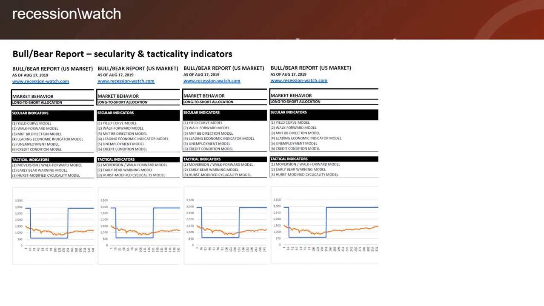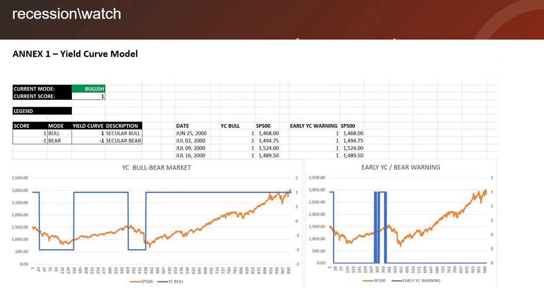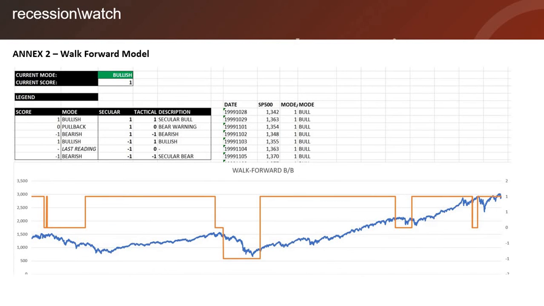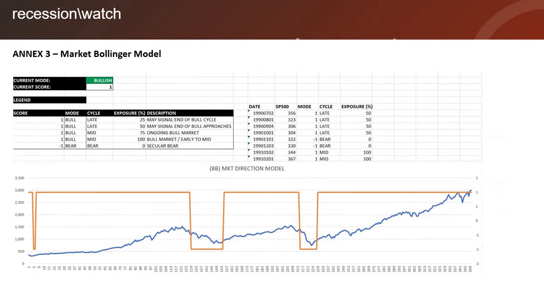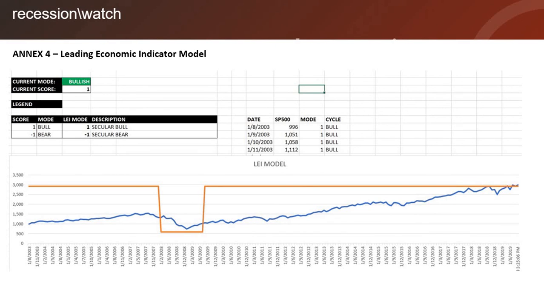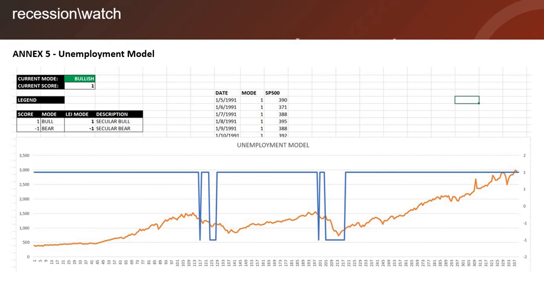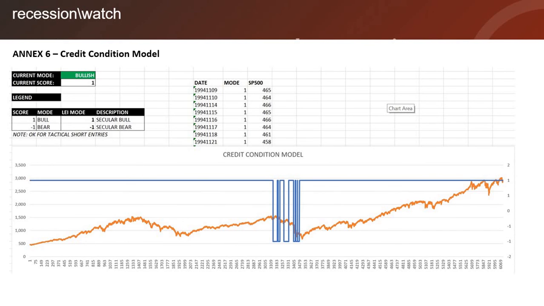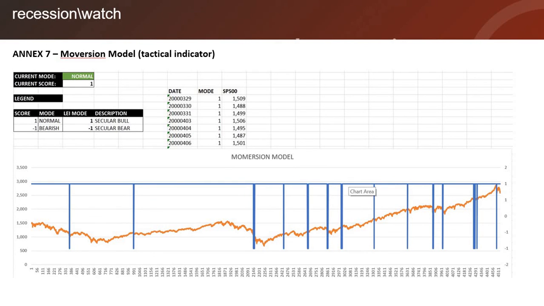Another screenshot. And this is now a number of screenshots that depict the different annexes that drive what we call the summary page, what we call the secularity page. So annex number 1 is the yield curve model. Annex number 2 is the walk forward model. Annex number 3 will be the market Bollinger model. Again, not a predictive model, but rather a model to confirm the bull-bear hypothesis. The leading economic indicator model, truly leading here. Unemployment model, credit condition model, and the last two models really are the technical models.